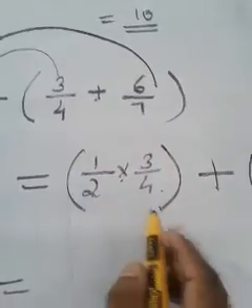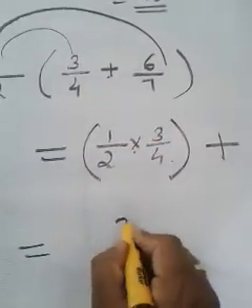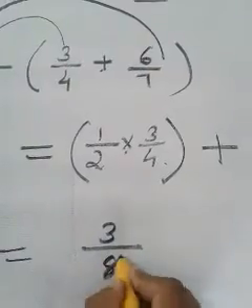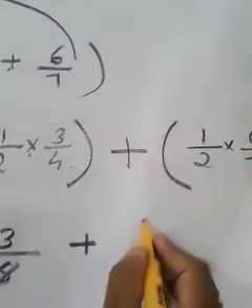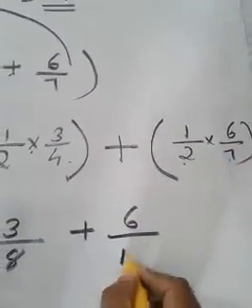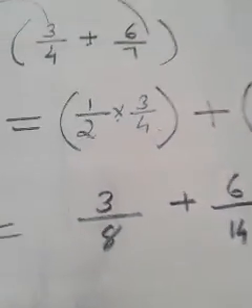Multiply the numerator, multiply the denominator. What is 1 into 3? 3. What is 2 into 4? 8, plus what is 1 into 6? 6. What is 2 into 7? 14. Once again, I am repeating.